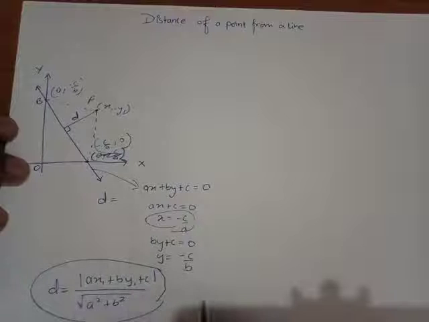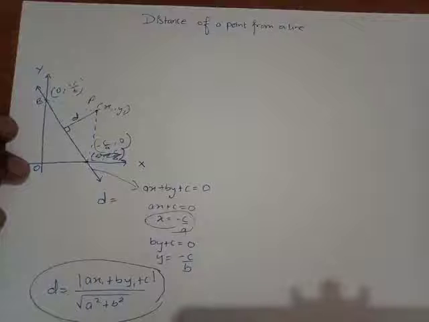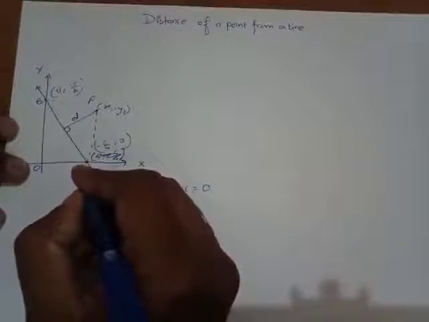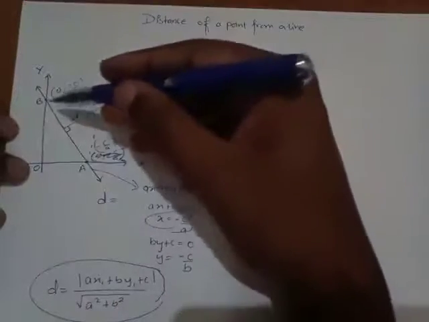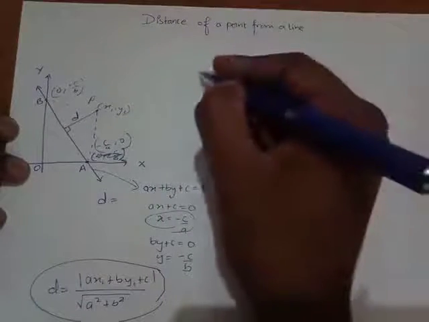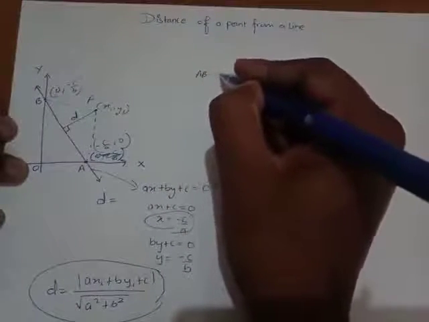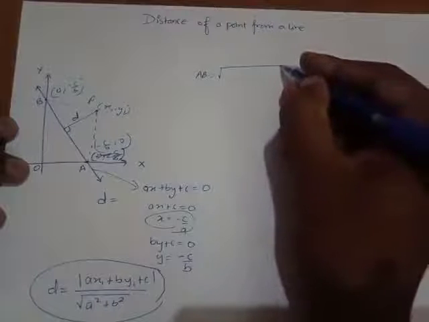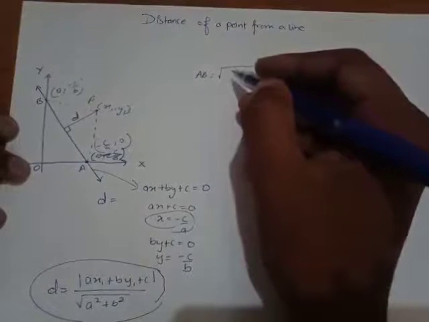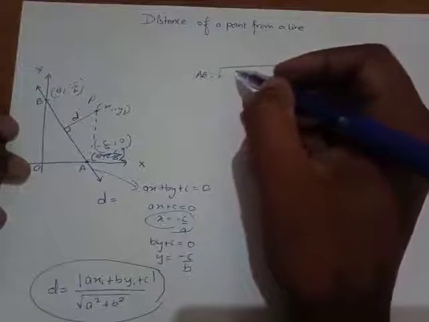If you don't care where the formula came from, that's fine, but for those students who want to know where it came from, I'll explain this. Let's try understanding how this works. This is A and this is B, so I'm going to find the distance between A and B. You know how to find the distance between A and B, right? How do we find the distance between A and B? What is the formula?